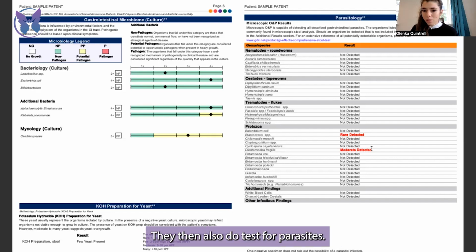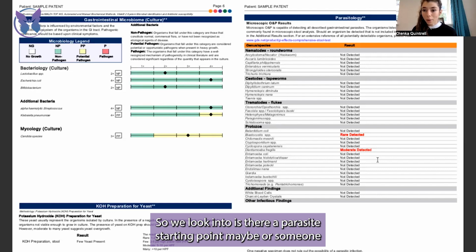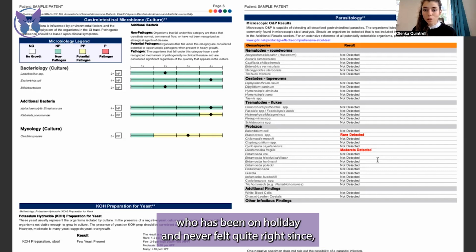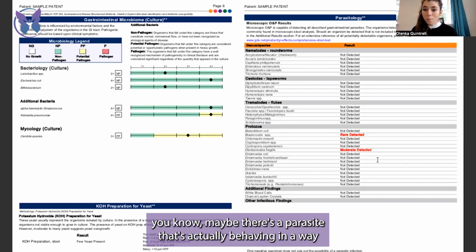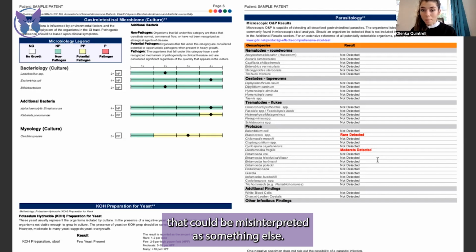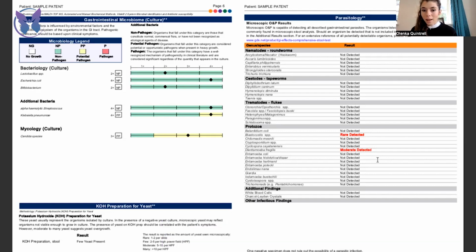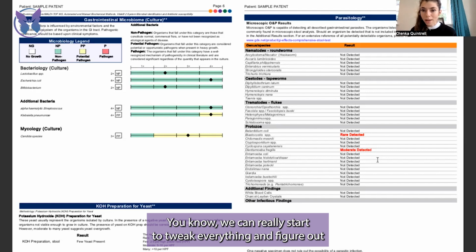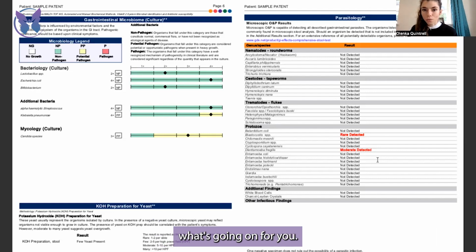They then also do test for parasites. So we look into, is there a parasite as a starting point? Maybe you're someone who has been on holiday and never felt quite right since. Maybe there's a parasite that's behaving in a way that could be misinterpreted as something else. We can really start to tweak everything and figure out what's going on for you.